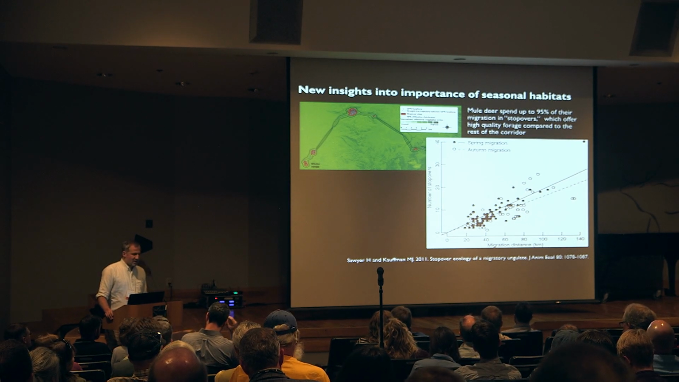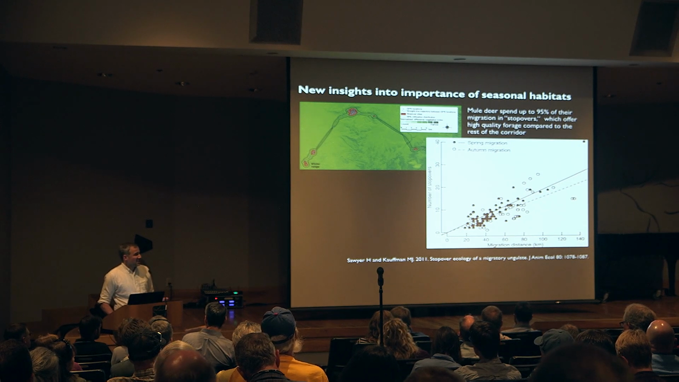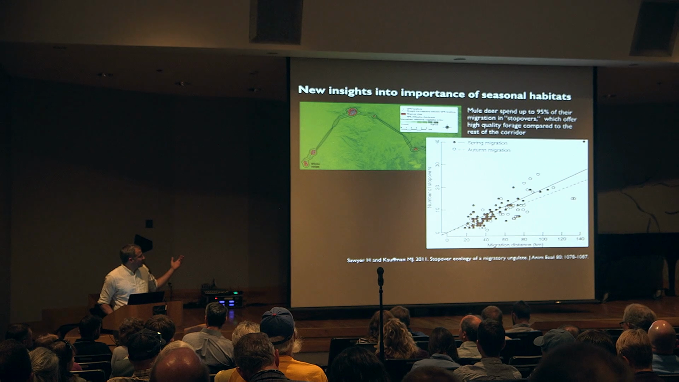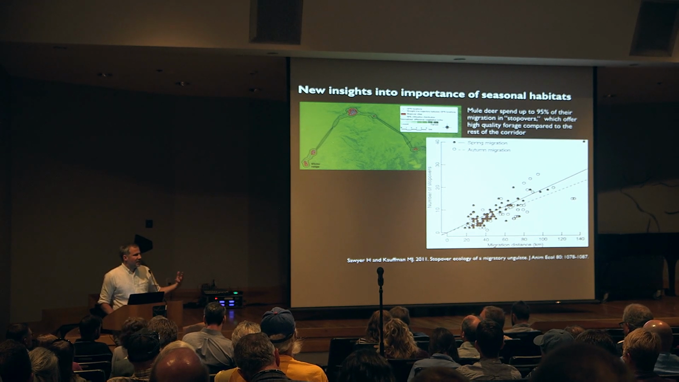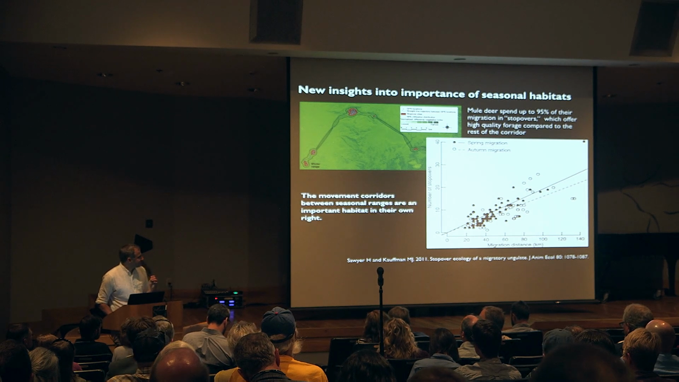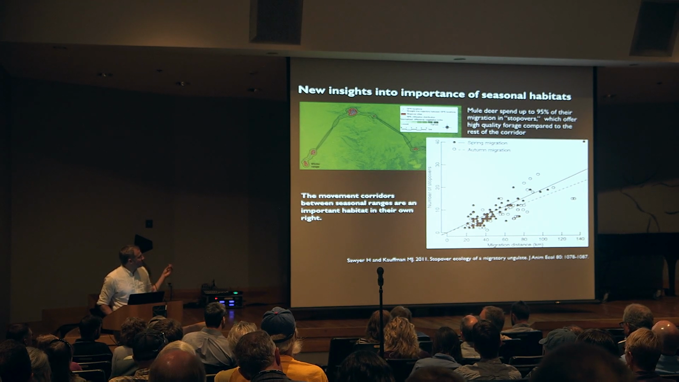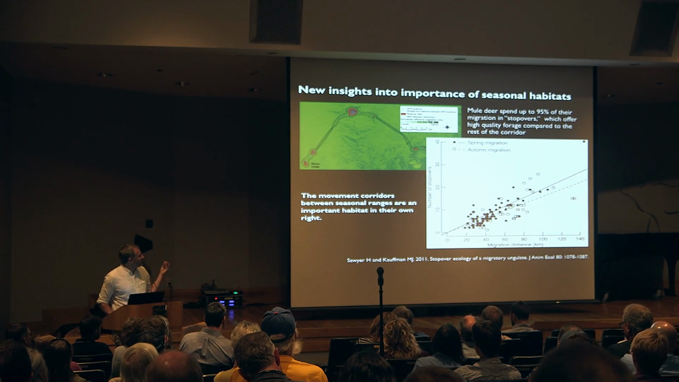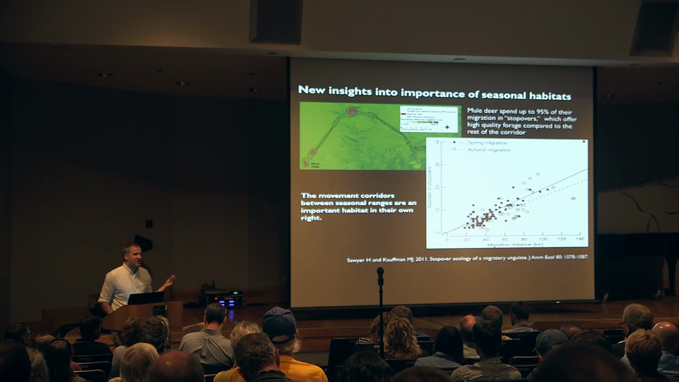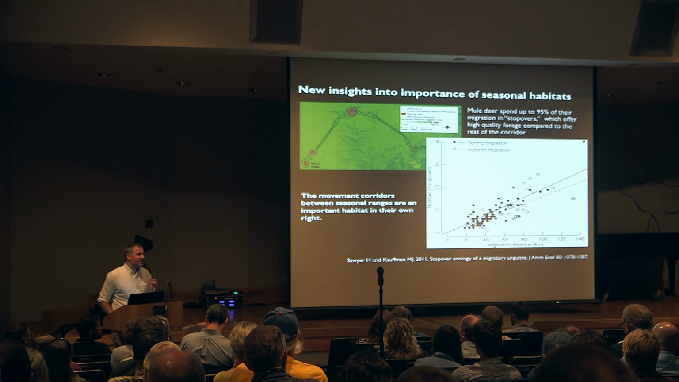But importantly, these animals are spending up to, in the case of mule deer, up to 95% of their time in these stopovers and only 5% in the movement corridor. So we can start to say, okay, key places along the corridor are more important than others. And again, important for management. And I want to highlight this notion that the movement corridors between seasonal ranges are habitat in their own right. That is really an important insight of recent work in this system.